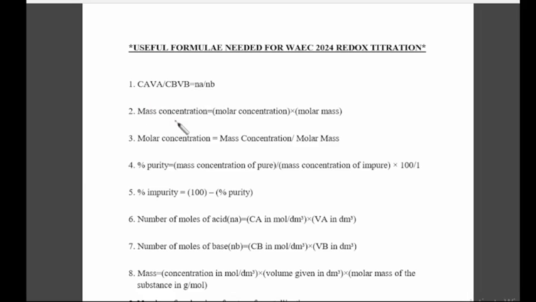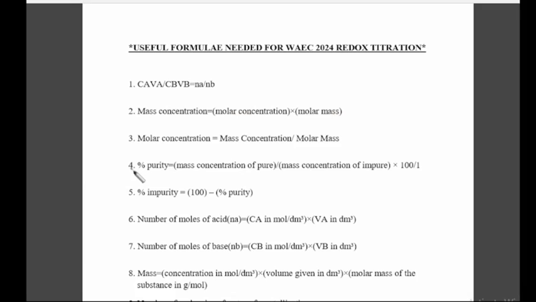And then formula 2 there says mass concentration. Mass concentration equals molar concentration times molar mass. And we can tweak this to have the molar concentration or to know the molar mass. So perhaps we are looking for molar concentration. Molar concentration is going to be mass concentration divided by molar mass. And if you are looking for molar mass, it is going to be mass concentration divided by molar concentration. That is how that is going to be.